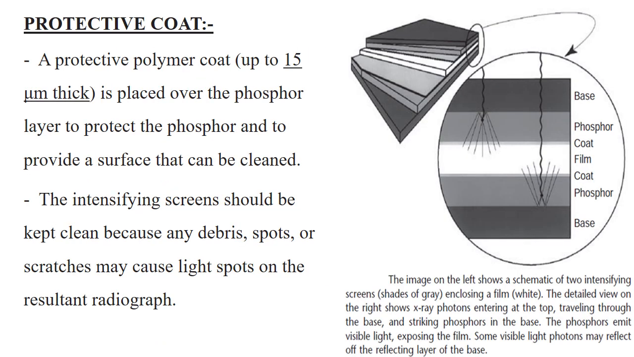The third one is the protective coat. A protective polymer coat up to 15 micrometer thick is placed over the phosphor layer to protect the phosphor and to provide a surface that can be cleaned. We can appreciate a protective coat which can be seen placed just over the phosphor layer. The intensifying screens should be kept clean because any debris, spots or scratches may cause light spots on the resultant radiograph.